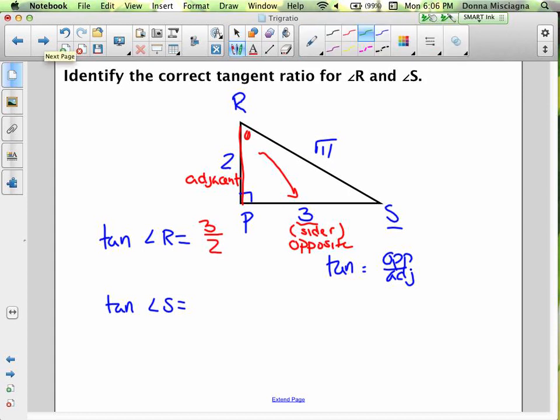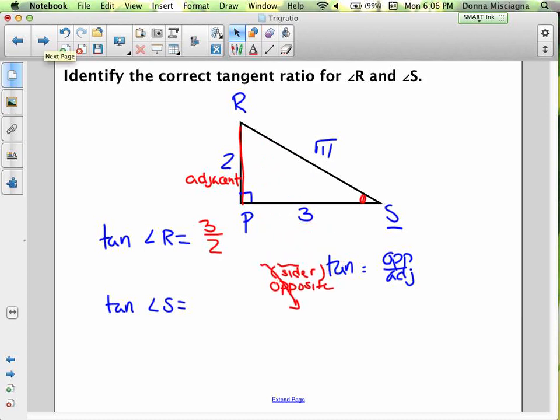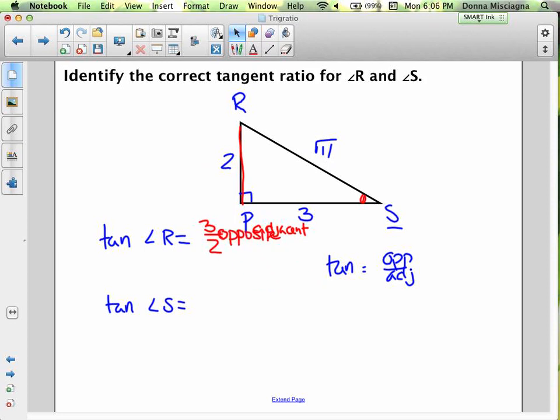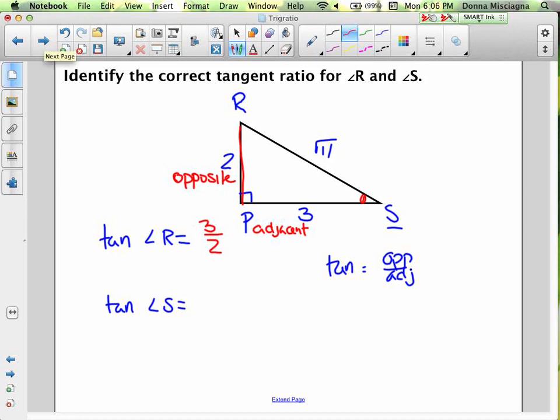All right, so now angle S has a different point of view. So here's where angle S is. Let's get rid of all this because this isn't right anymore for angle S. I'm going to rewrite opposite. All right, so now it's this side that's opposite, right? Because this one now is across. Actually, I'll write in green. This one is across the triangle.